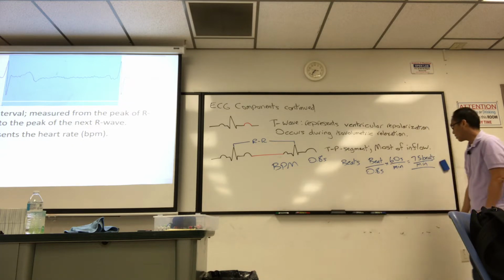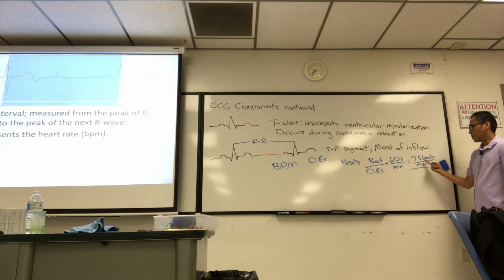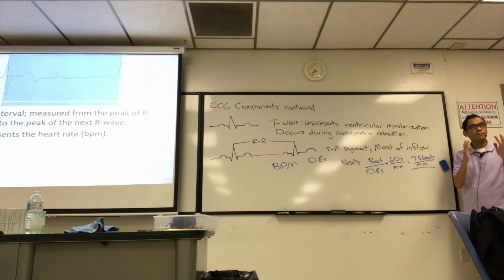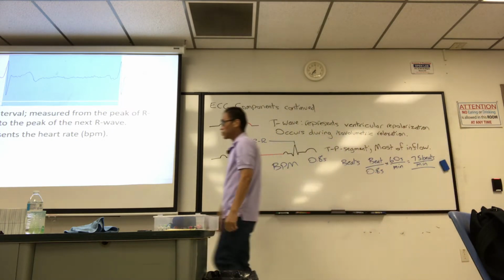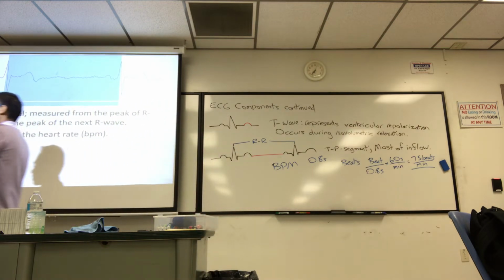Now, it could vary from beat to beat. What you want to do is try to figure out what it is per minute, okay? And so you can take an average, and I'll show that to you. I think that represents all the ECG components.